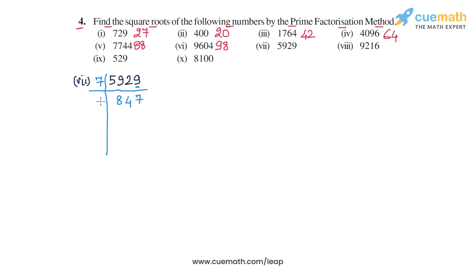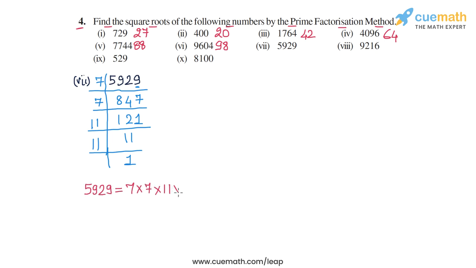847, and this number is again divisible by 7. So if we divide 847 by 7, we will get 121. And now we immediately see that 121 is the square of 11. So we can divide this by 11. So we get 11 left, and then we take out this 11 as well. So we are left with only 1. So 5929 can be prime factorized as 7 into 7 into 11 into 11.